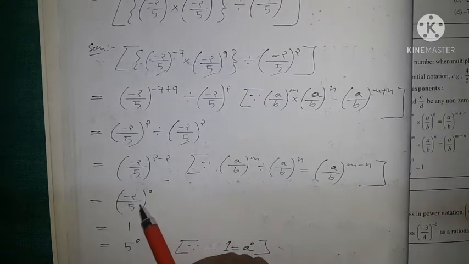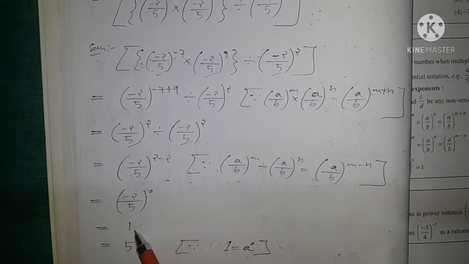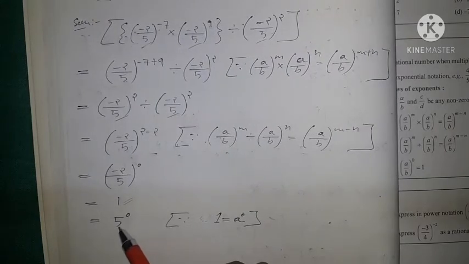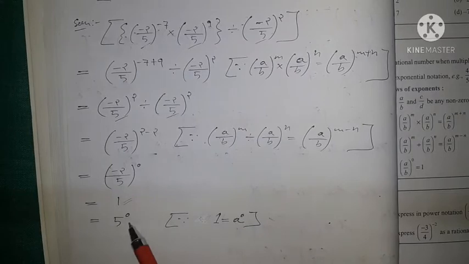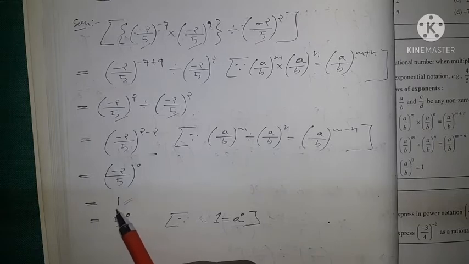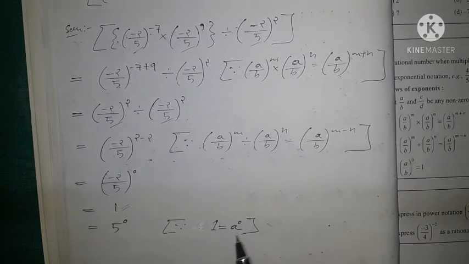We know that any number, if the power is 0, can be written as 1. We can write it again as 5 to the power 0, since in the question we are asked to express in powers of 5. So we can write 5 to the power 0, because 5 to the power 0 has the value 1, so in place of 1 we can write 5 to the power 0, since 1 is equal to a to the power 0. This is the law that we have used here.